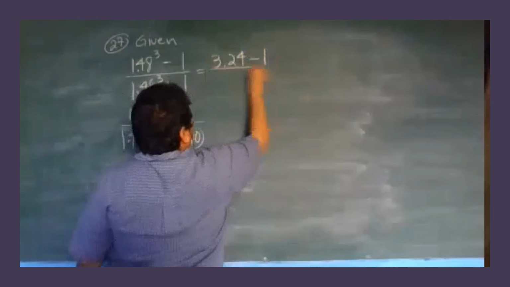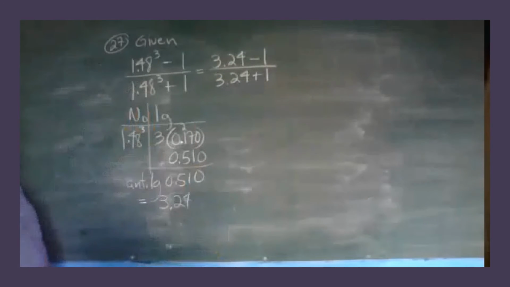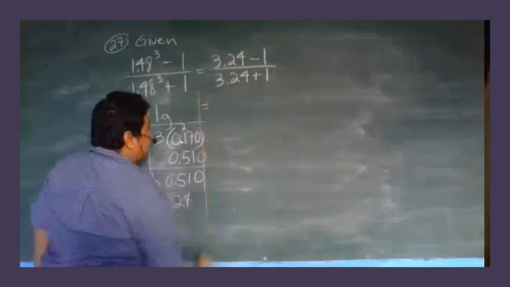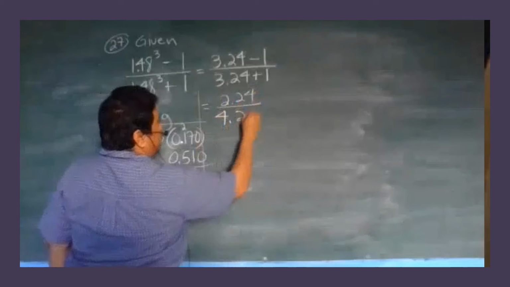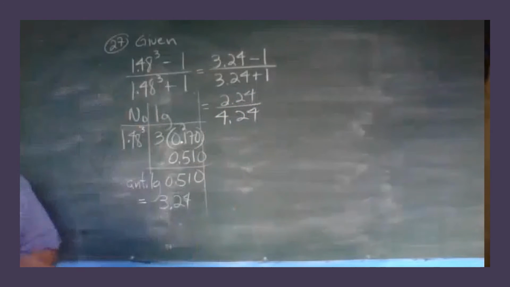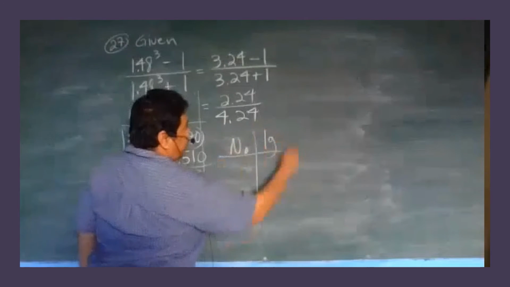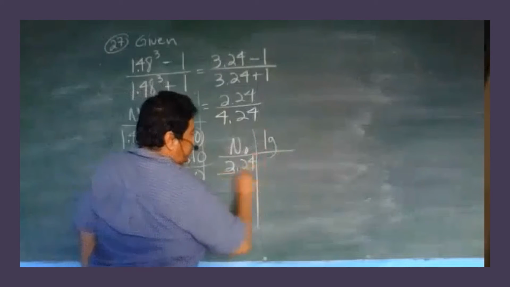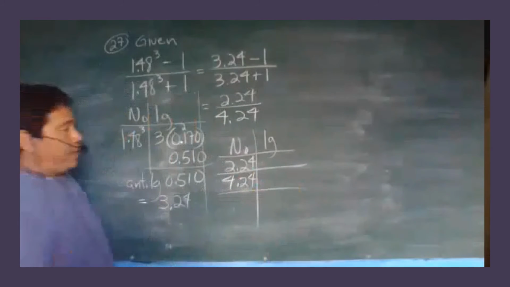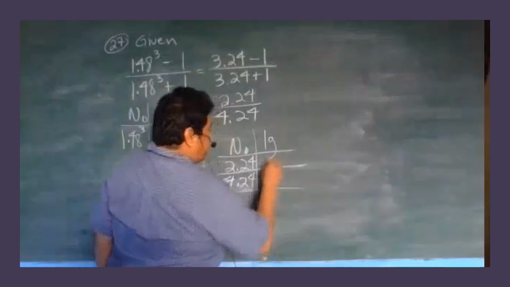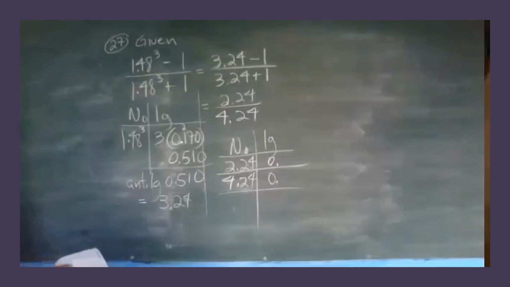So that means I have 3.24 minus 1 and 3.24 plus 1, which is going to give me 2.24 over 4.24. And so my second log table will contain that number, log 2.24 over 4.24. Okay? Both of them have a base of 0. Alright? Both of them have a characteristic, I should say, of 0.